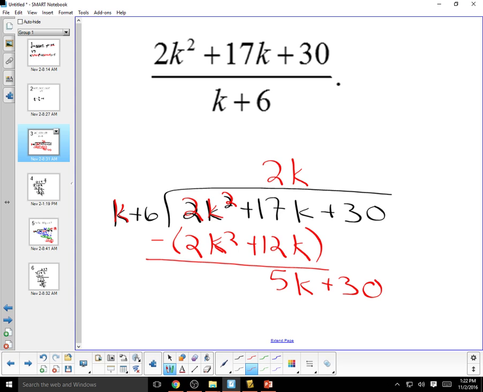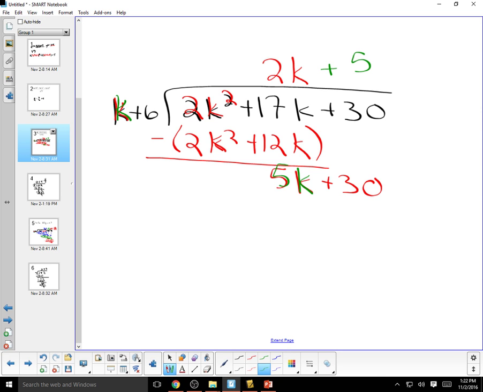Okay, so now I divide again. What is 5k divided by k? 5. So I go plus 5. And then I multiply. What's 5 times k? 5k. What's 5 times 6? 30. What do I do at this point? Change the signs. 5k minus 5k? 0. 30 minus 30? 0. Do I have a remainder? No. There's my quotient.